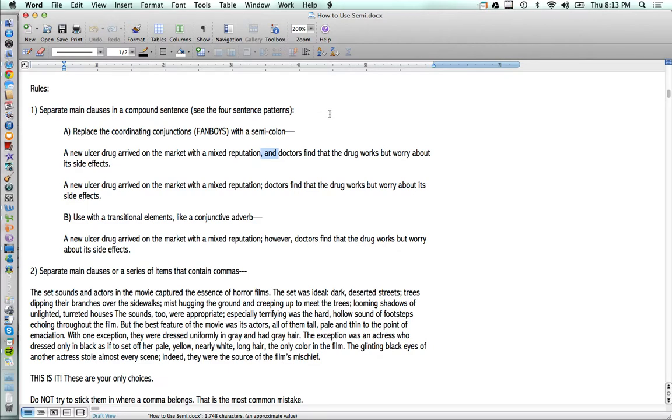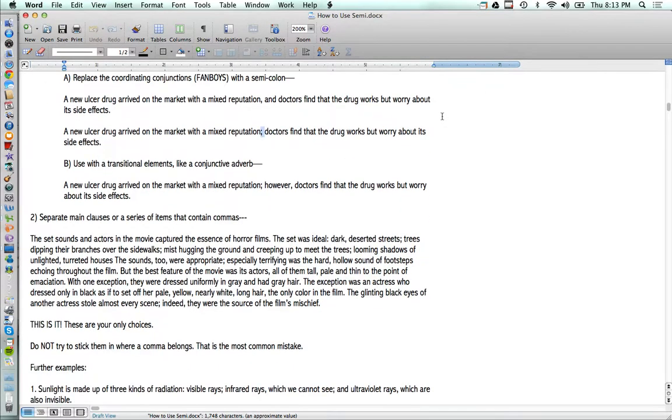A newer way to do it, meaning sometime in the last 100 years, this new rule came up, and that is you could replace the coordinating conjunction altogether with a semicolon. A semicolon means that there are two equal ideas being joined, sometimes because they have a cause and effect relationship, or the second part explains in some way the first part. And so we have: a new ulcer drug arrived on the market with a mixed reputation; doctors find that the drug works but worry about its side effects. And so in this case, we have the semicolon. That is a modern construction.